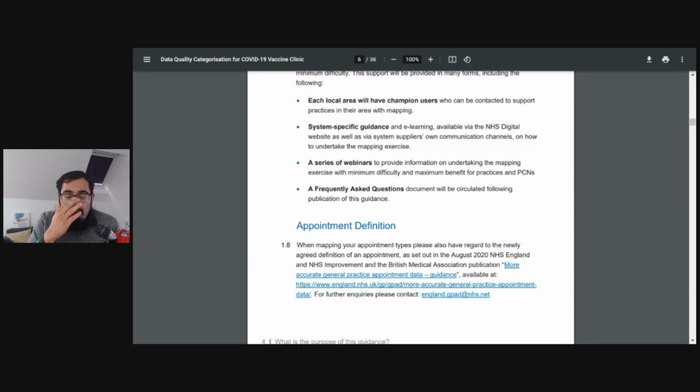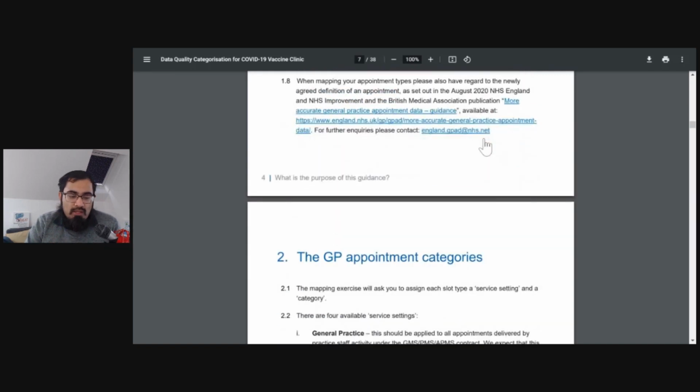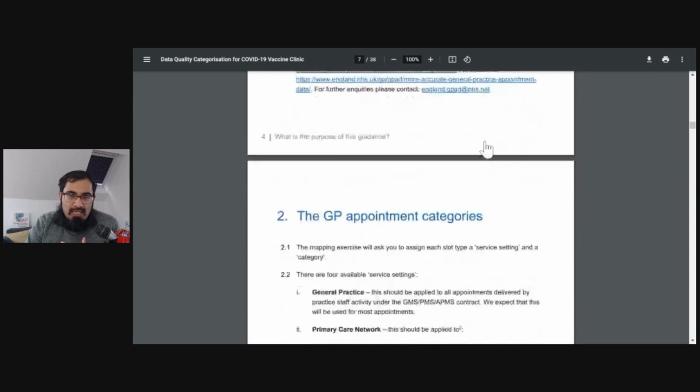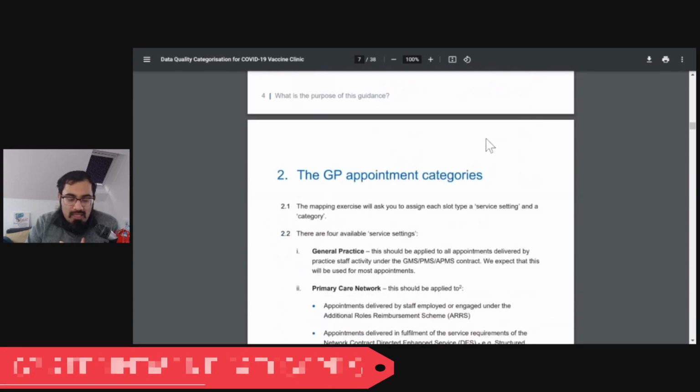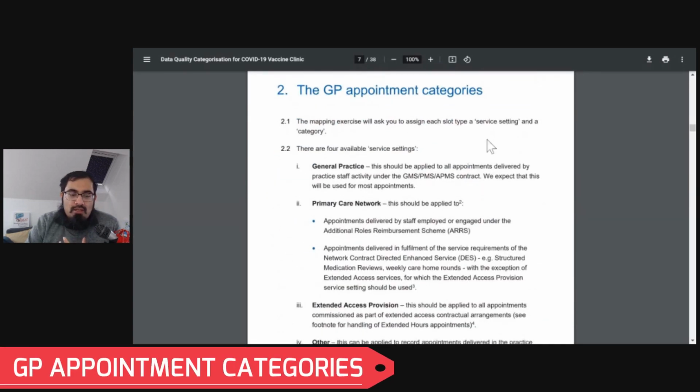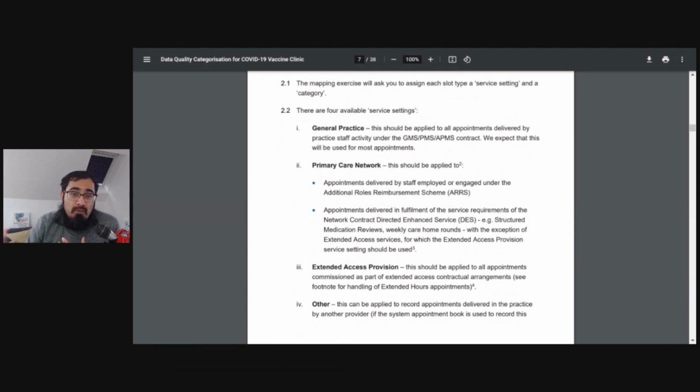The key thing is important to remember that it talks about appointments and the definition of appointments themselves in the document. So at 1.8, it talks about the various different types and guidance that exist to help it understand what an actual appointment is. In terms of the categories, it puts them into 4 types. So there's one, those happening in general practice itself. The 2 is those happening in the PCN, so PCN staff delivered effectively. 3 is extended access provision, so those extra hours we're providing outside of our contracted hours as part of the whole DES workup as well.